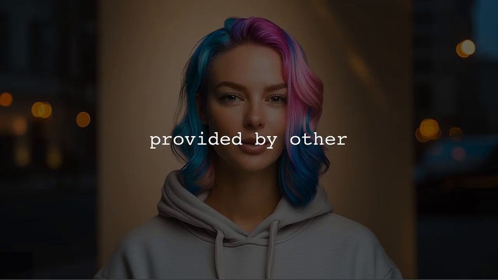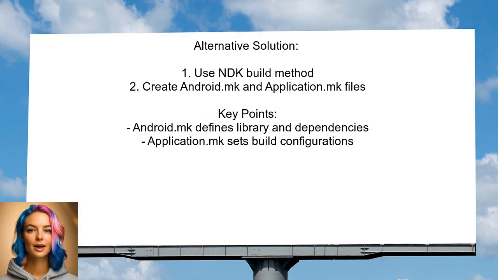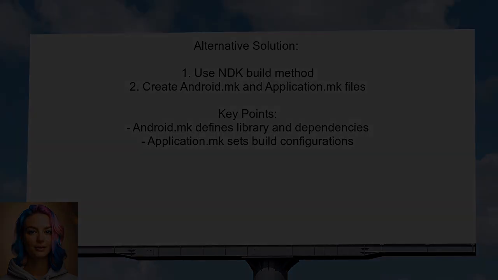Now, let's look at the answers provided by other users. This user suggests two main methods for building native libraries with the Android NDK, CMake and ndk-build. They recommend using ndk-build, which involves two key files, Android.mk and Application.mk. The Android.mk file is used to define your library, including its source files and dependencies. The Application.mk file specifies build configurations like architecture and build mode.